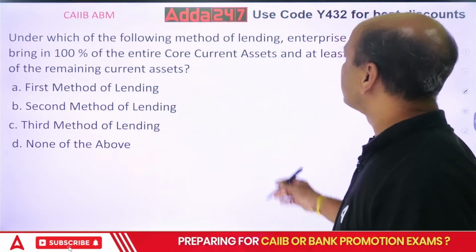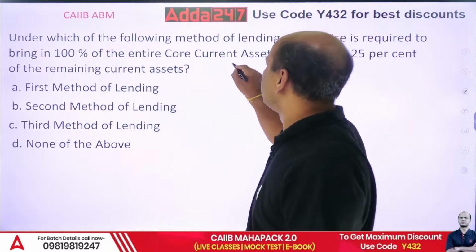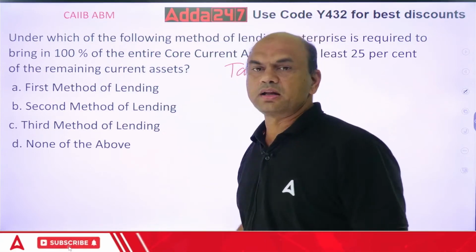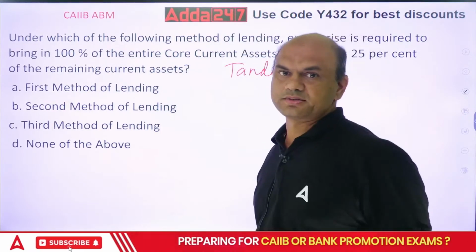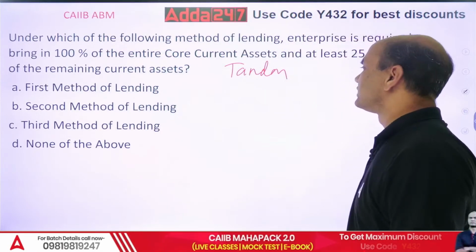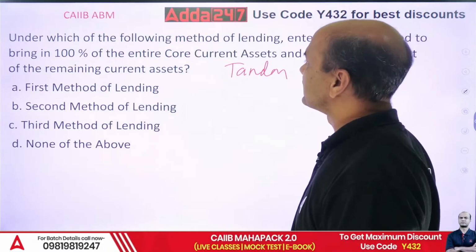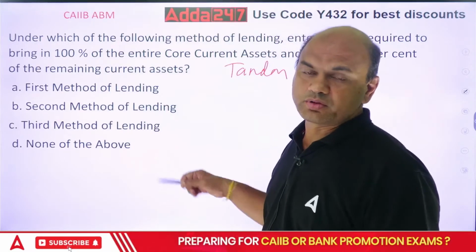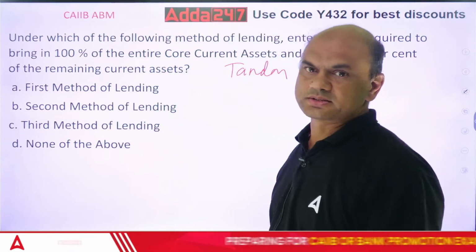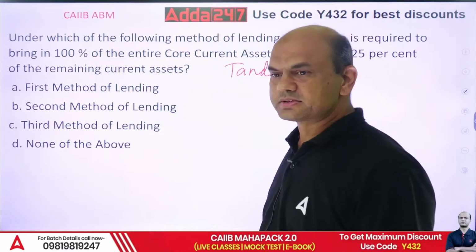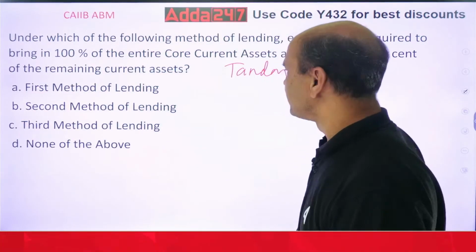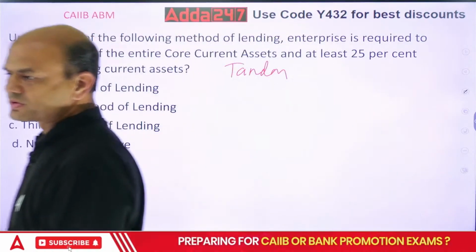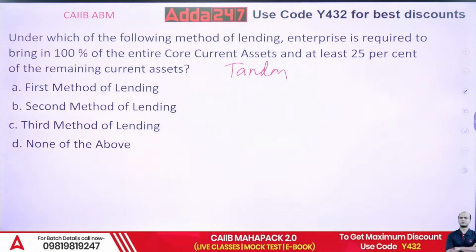Now here we are talking of the Tandon committee method. Okay, Tandon committee had given 3 methods. So under which of the methods is the customer required to bring in 100% of the core current assets and 25% of the remaining current assets? Think and give me the answer for this. This is an easy one. You have done this in your JAIIB also.